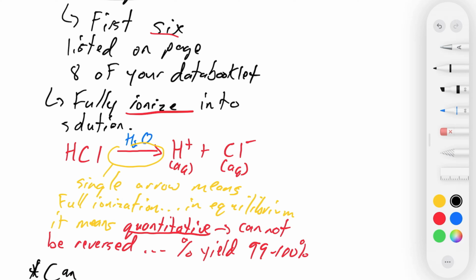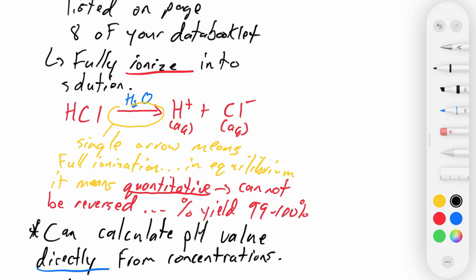we can calculate pH values directly from concentrations. And this is because the acid concentration, since it fully ionizes, is going to be equal to the H plus concentration.